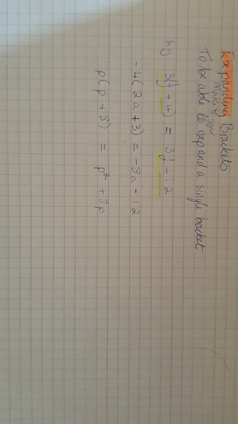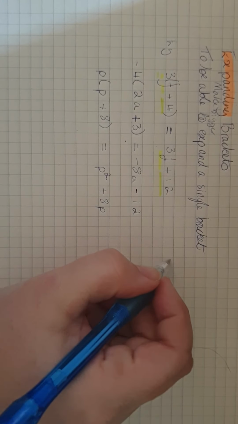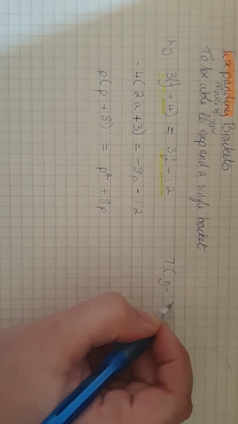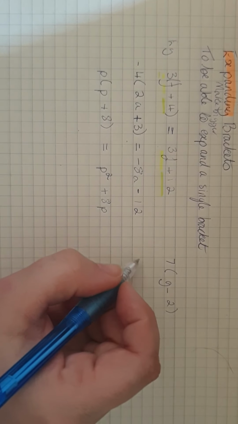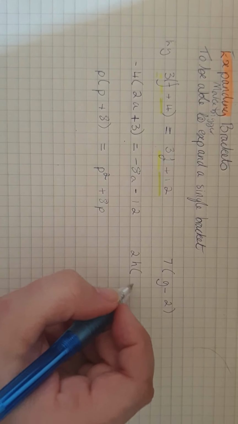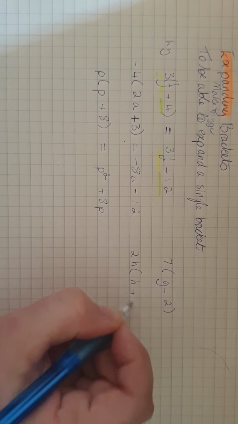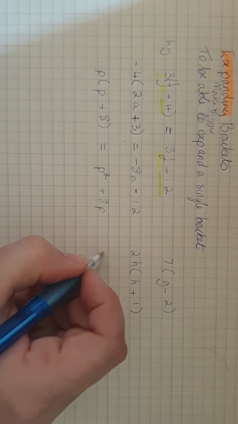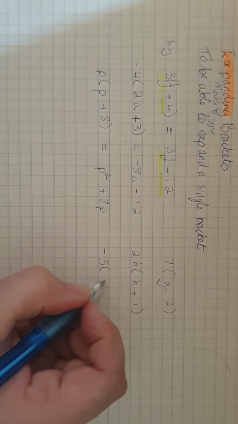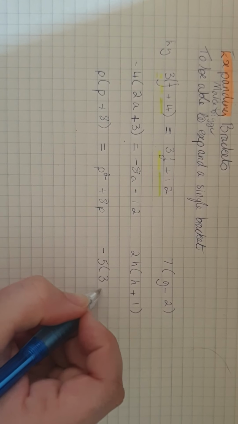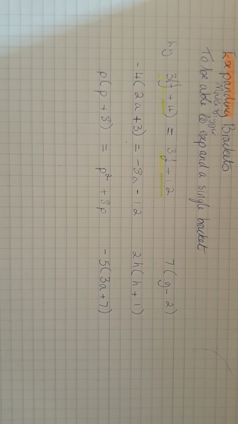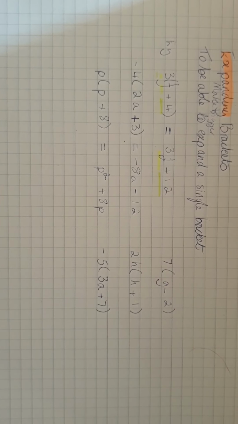Have a go at these 3 on your own. 7, open brackets, g minus 2. 2h, open brackets, h plus 1. Minus 5, open brackets, 3a plus 7. Pause the video, have a go at these 3, and then we'll go through the answers.